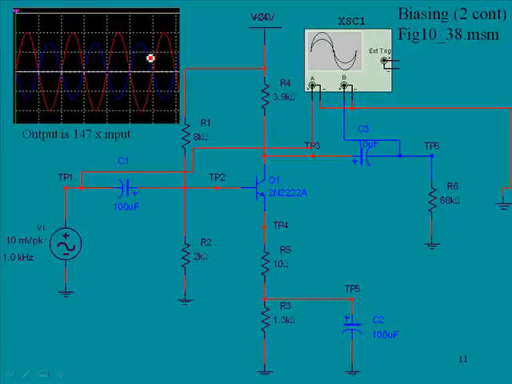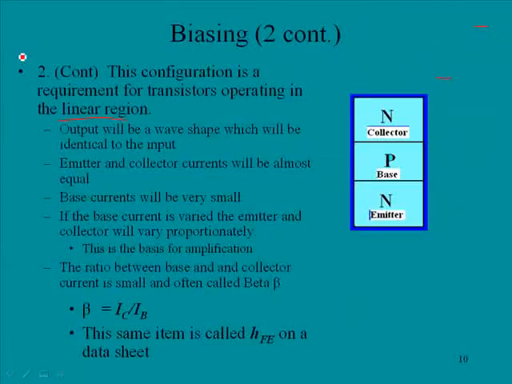You will notice that there is phase inversion, but the relative shape of the input and the output is the same, and that is what we're going to see in linear operation: the input and the output are the same shape. Now what we haven't addressed here is that the output is 147 times larger than the input due to the fact that we have amplification occurring here. But the point is that the input and the output are the same shape.